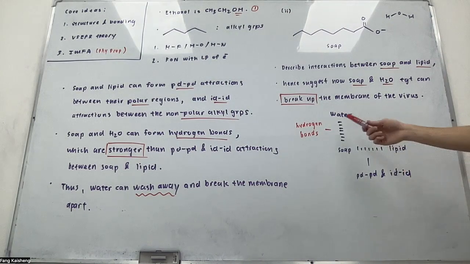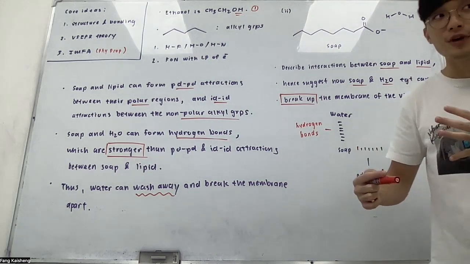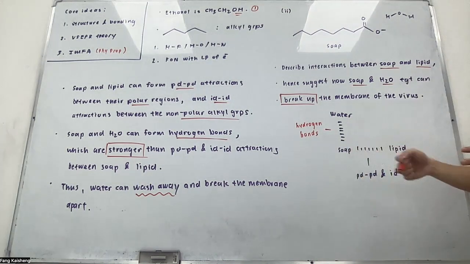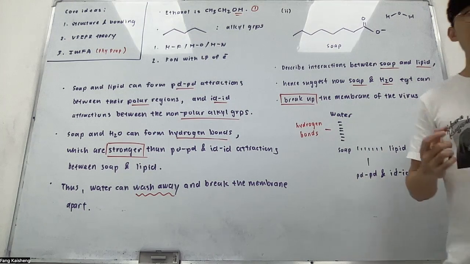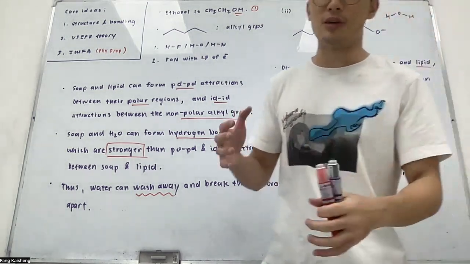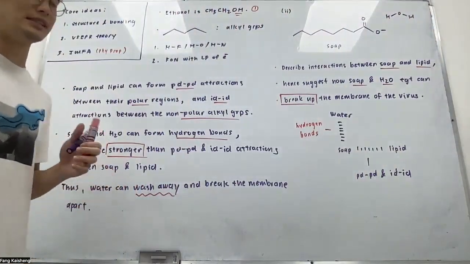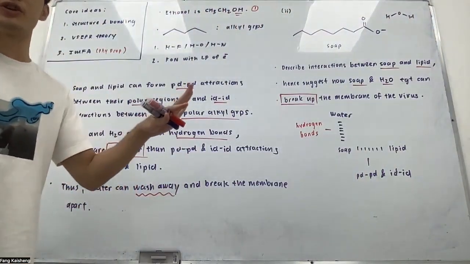So again, identify attractions. Then because of the differences in strength, you're able to wash away the soap while breaking apart the virus particles. Make sense? That's how they are leading you towards the answer. Application practice is also not easy. So with that said, any questions?